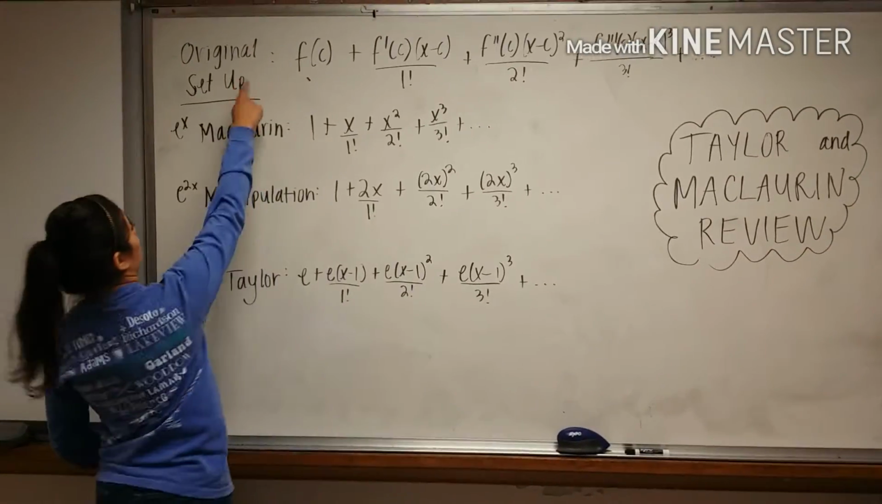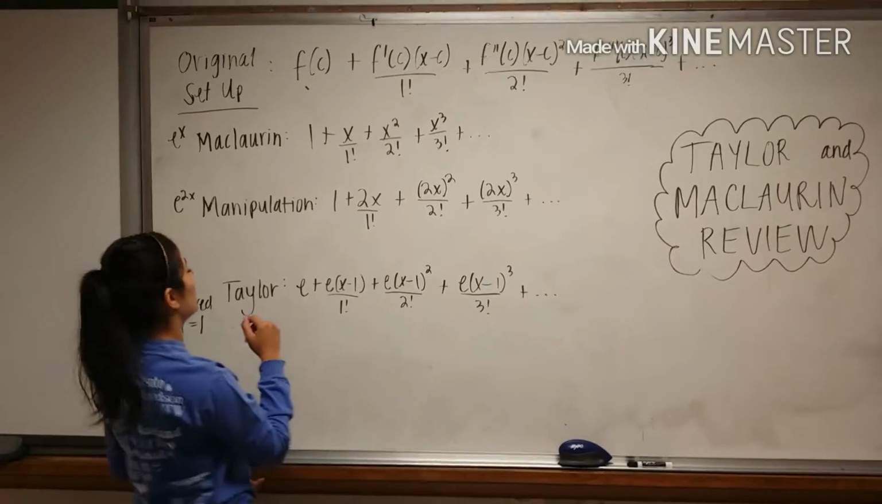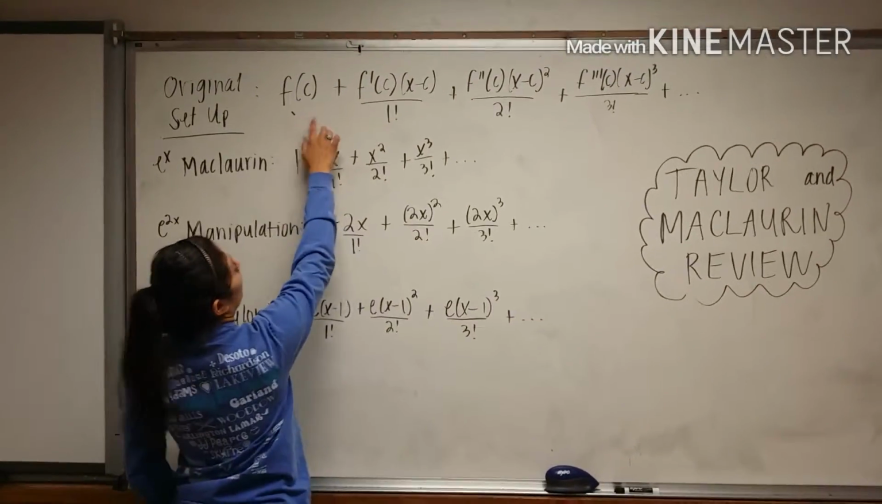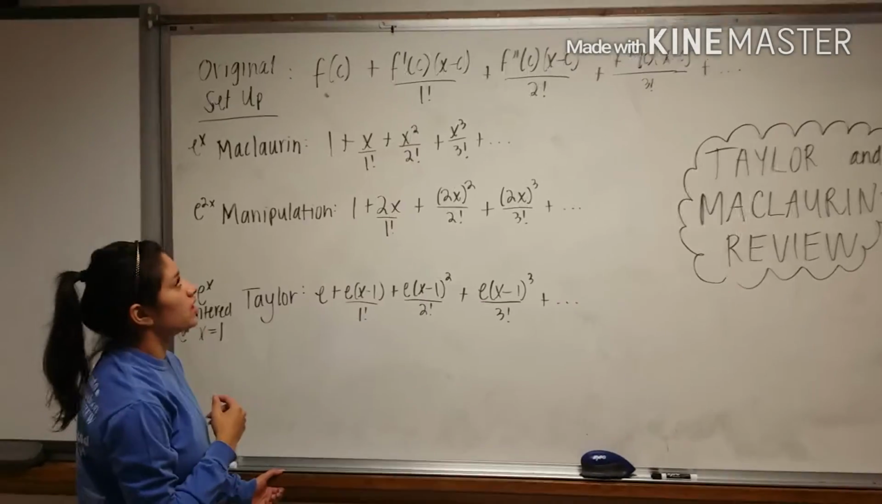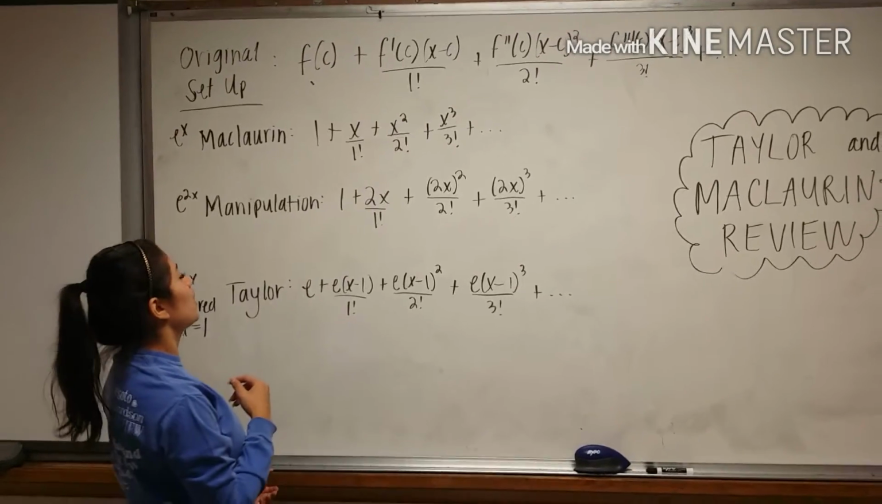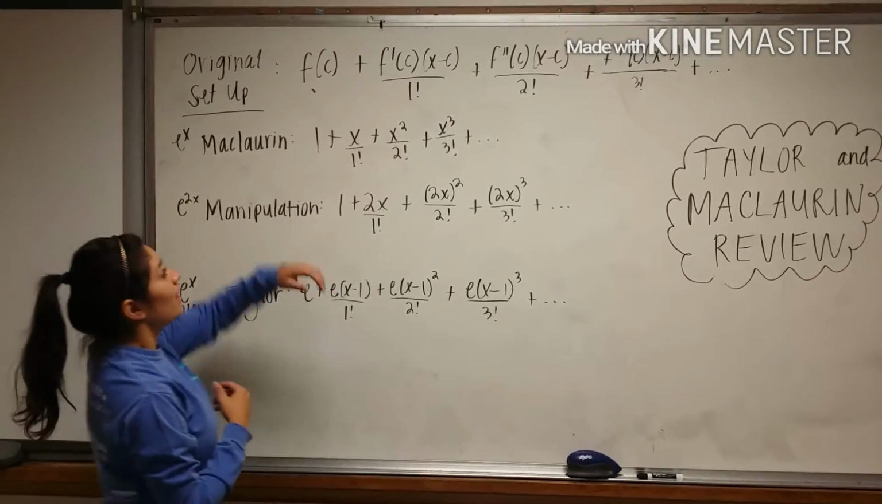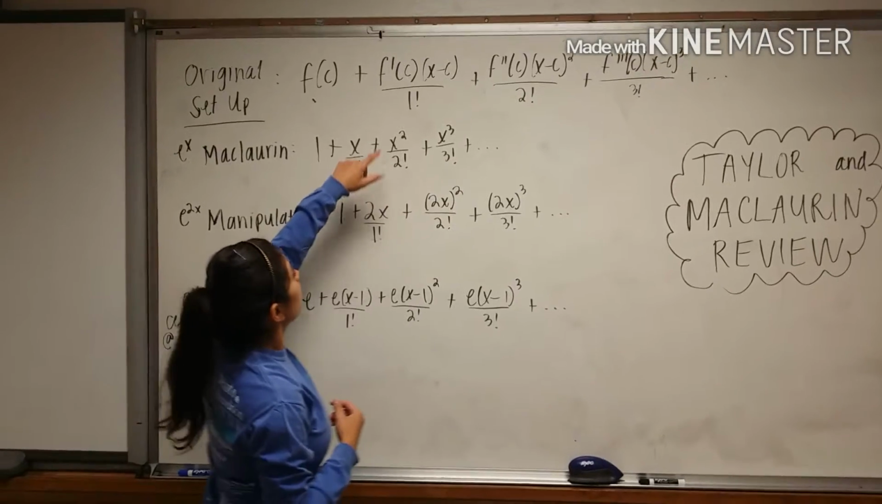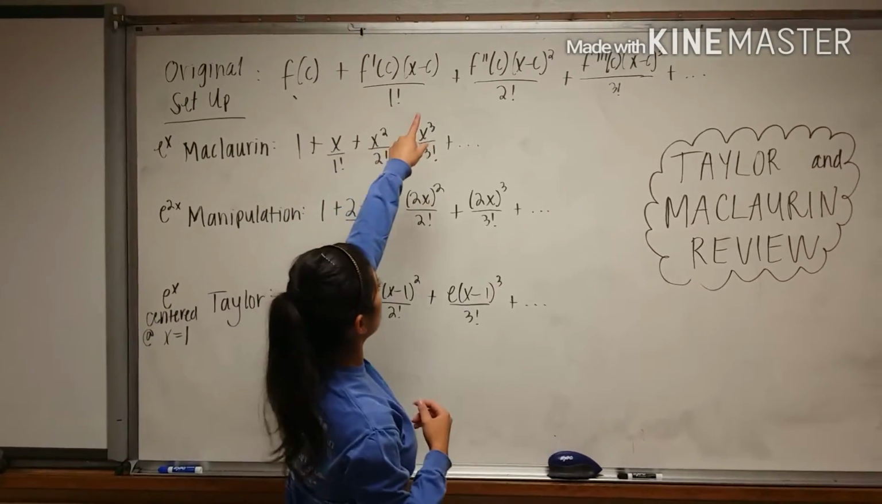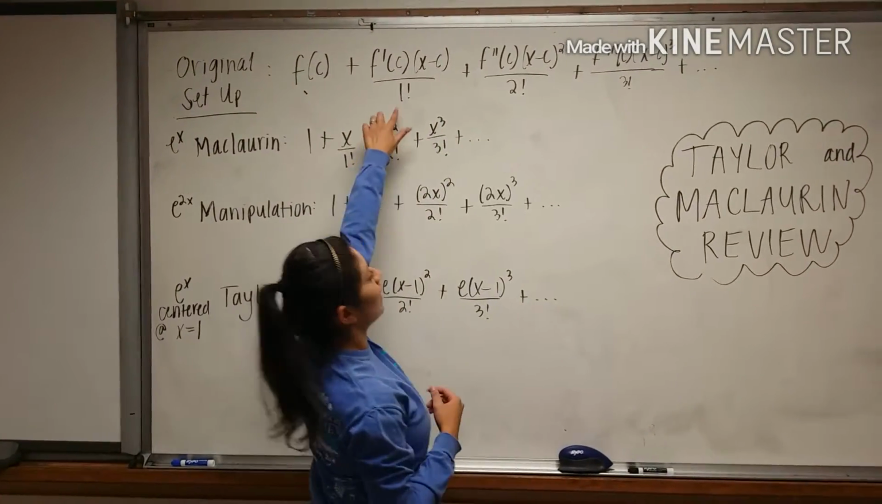Okay, so this is our original setup that we use for both Maclaurin and Taylor. We have all the C's that you see are where they're centered at. The only difference is that Maclaurin doesn't have a center. And every term you go up, you bump up a derivative, you add an exponent, and your factorial.